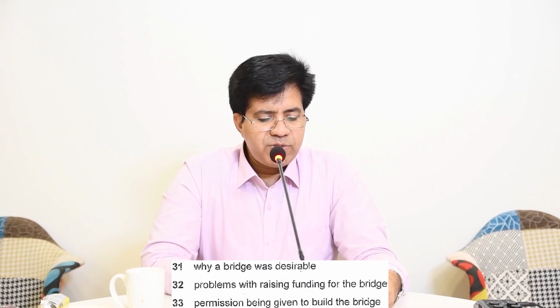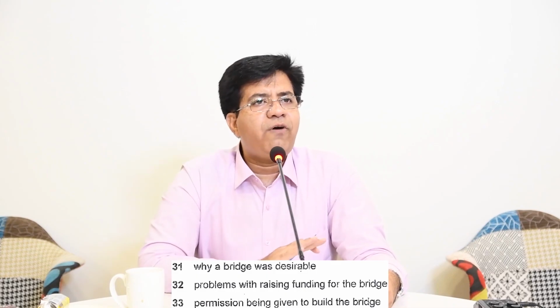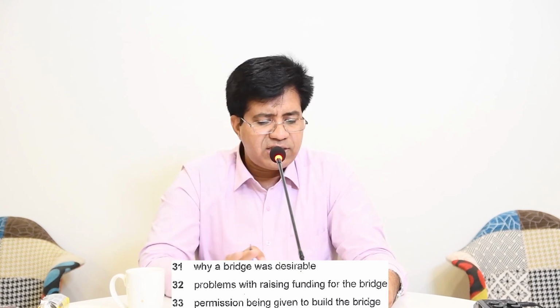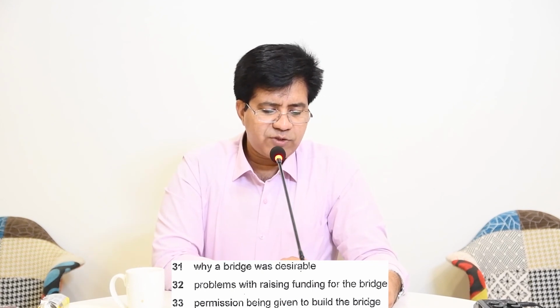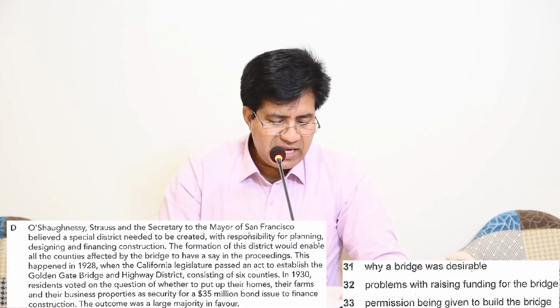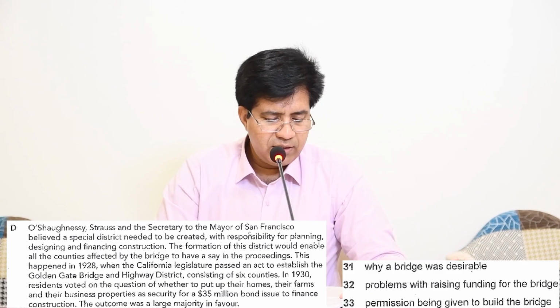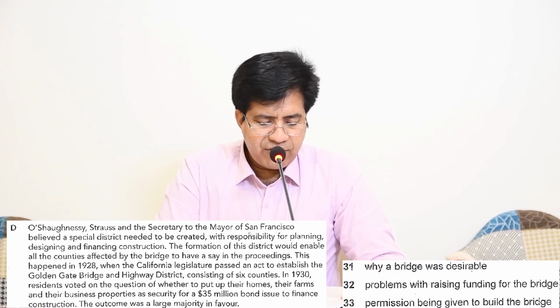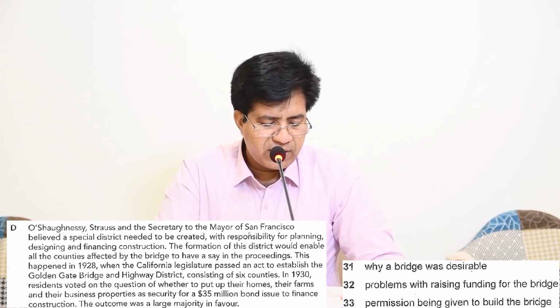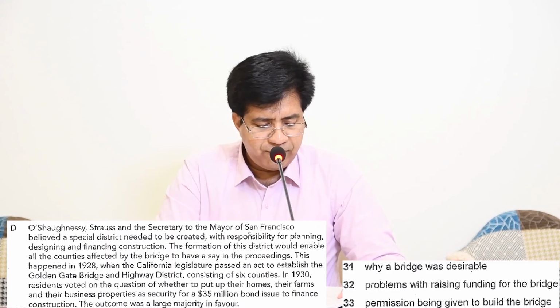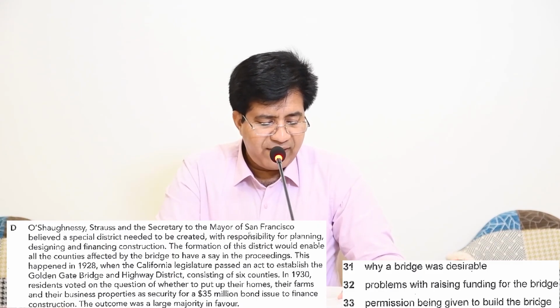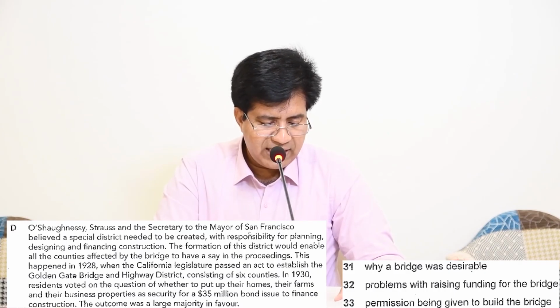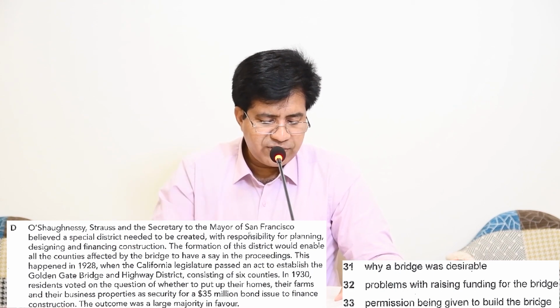Question number 32, problems with raising funds for the bridge. Now look for funds, money, funding, budget and all that. Paragraph D, very good. Financing construction. Paragraph D: Strauss and the secretary of the mayor of San Francisco believed a special district needed to be created with responsibility for planning, designing and financing construction. Now financing construction means the money they required. And then can you see 35 million? Yeah, exactly.